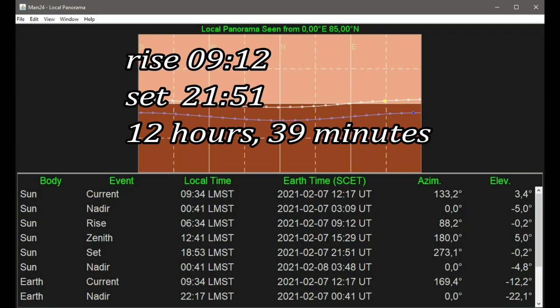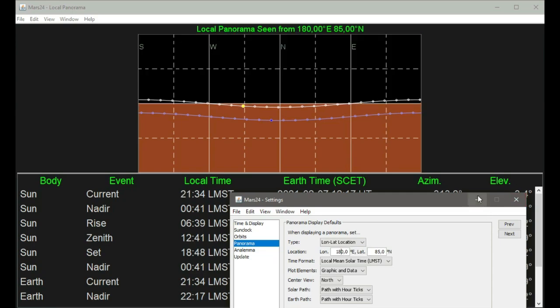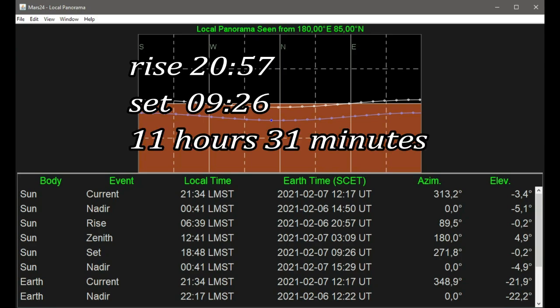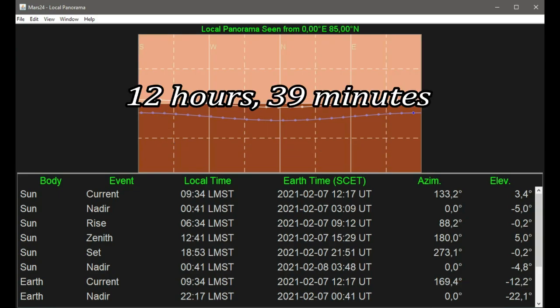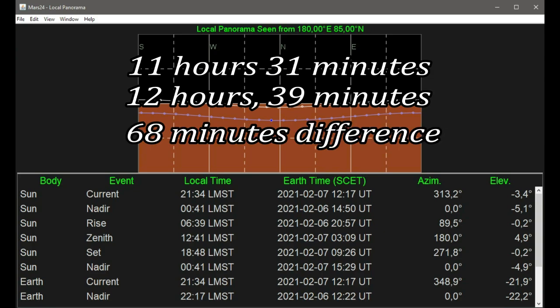Let's move 180 degrees to the opposite side. Rise 20:57, set 9:26. That's 11 hours and 31 minutes from sunrise to sunset. So on the 85th latitude north, on the prime meridian, we have 12 hours and 39 minutes from sunrise to sunset. And exactly 180 degrees to the opposite side, on the 85th latitude, we have 11 hours and 31 minutes from sunrise to sunset. That's 1 hour and 8 minutes difference.